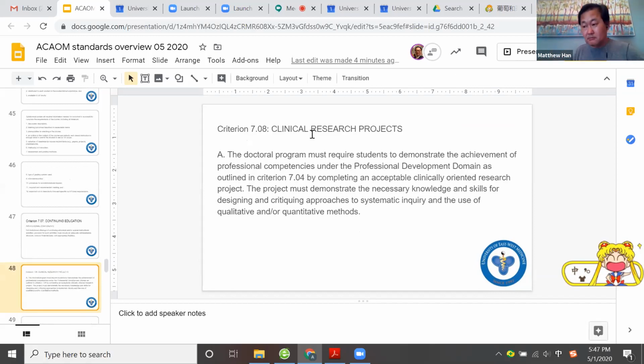And this clinical research project, we now require the doctor program to have this clinical research, but we don't require the master program students. But we do want to set up a UEWM research committee that can encourage our students and the faculties to join this and do some research, to help your professional development. I think that's pretty much all.